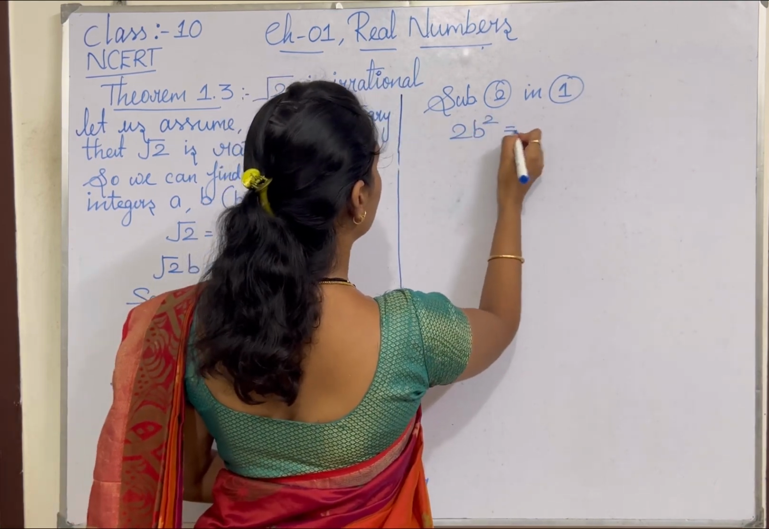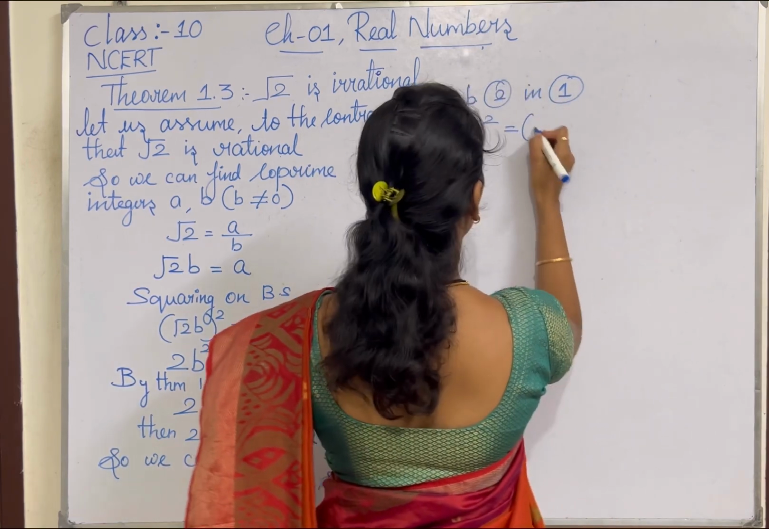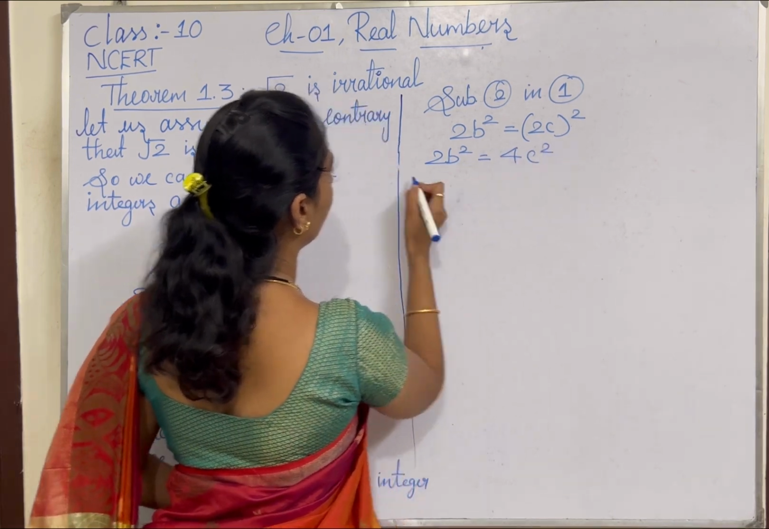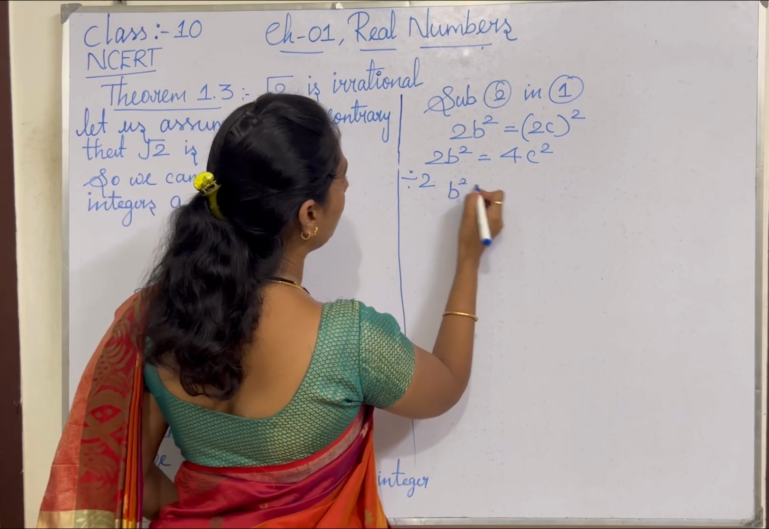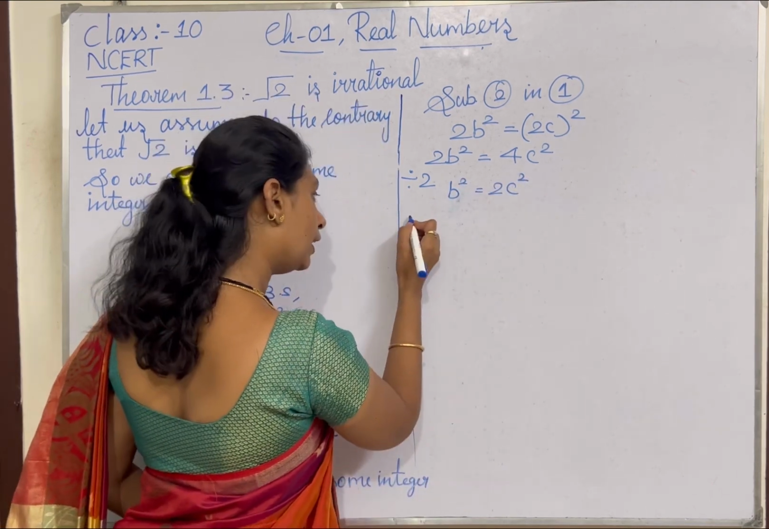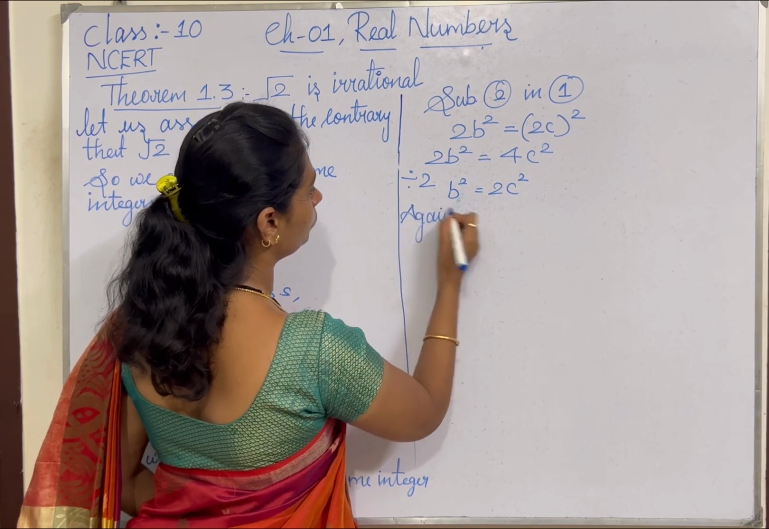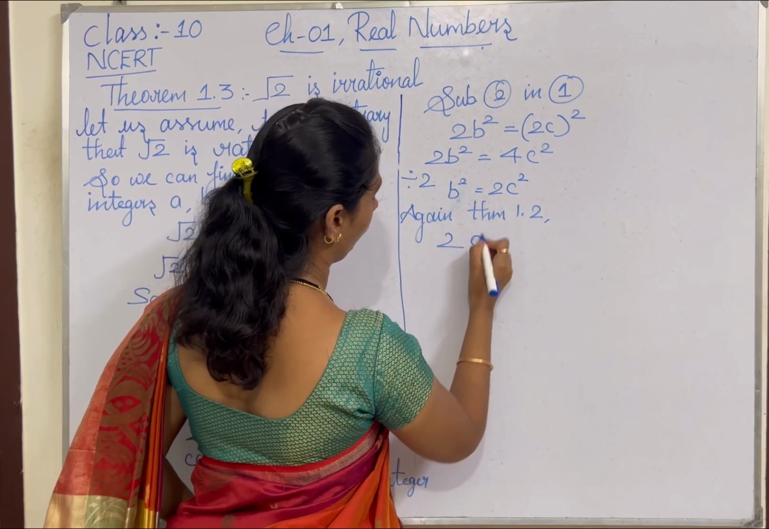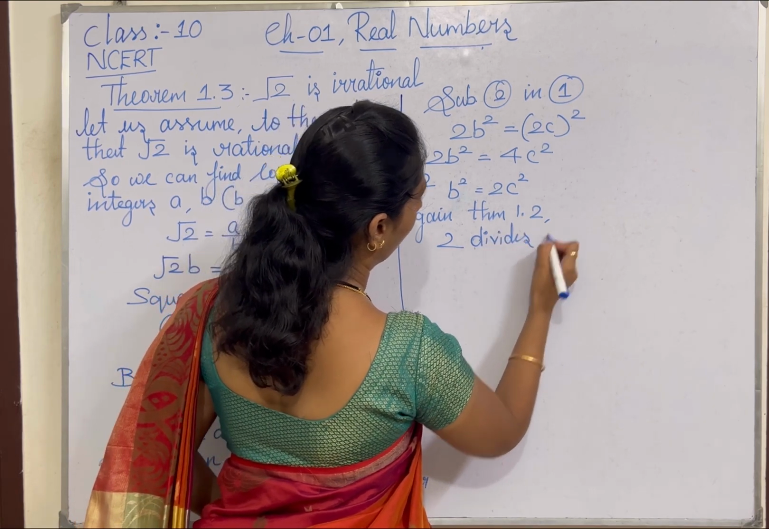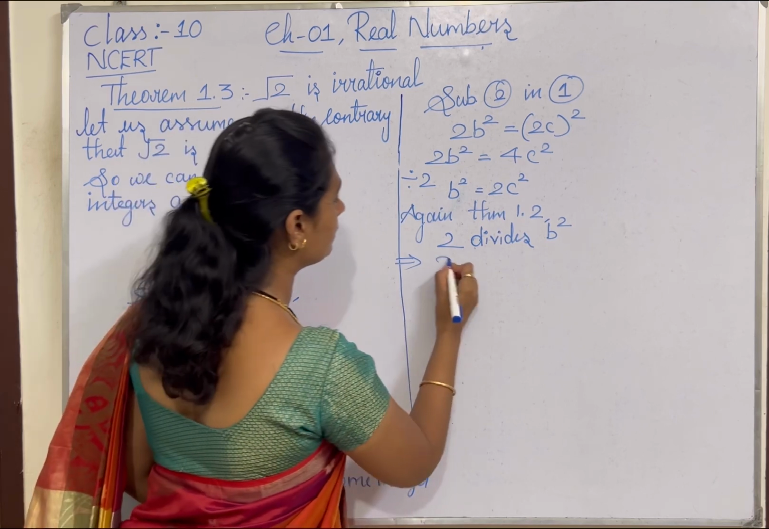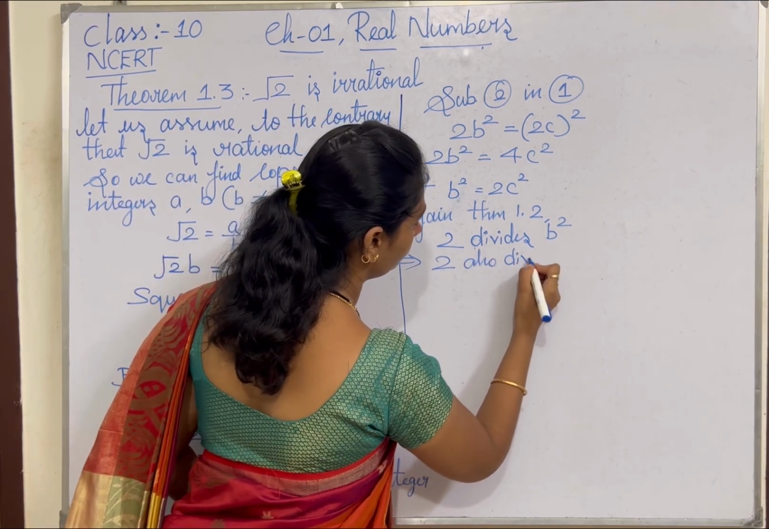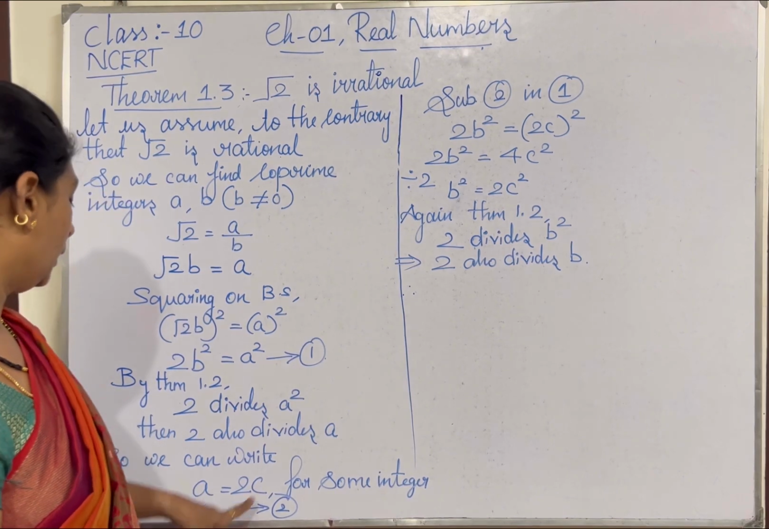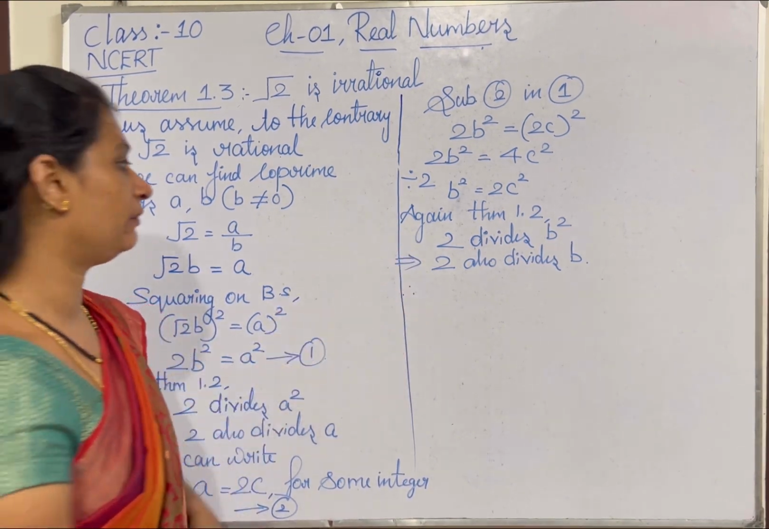2b square is equal to a, which can be expressed as 2c, the whole square. So 2b square is equal to 4c square. Dividing by 2 on both the sides, b square equal to 2c square. Now again by theorem 1.2, 2 divides b square, which implies 2 also divides b. So we can come to the conclusion that a and b have 2 as a common factor.